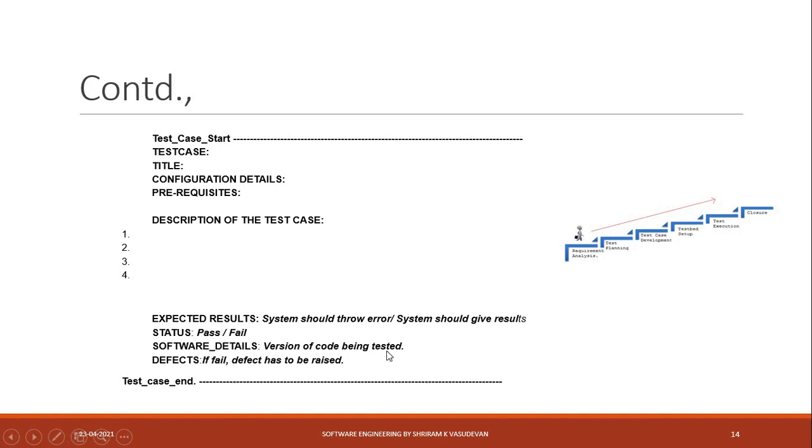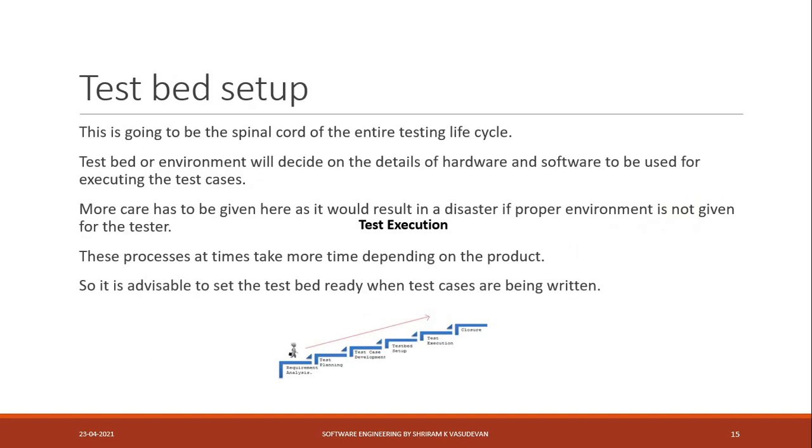The software detail: which version of the software did you use? Version 1.0. Like your Android updates which come to your mobile phone, we need to clearly mention it. And in case you find a bug, you need to mention clearly as defect raised. The defect number would be there, and also you can mention the severity of the bug. Is it a normal bug? Is it a serious bug? Or is it a very dangerous bug which has to be immediately solved? So understand that.